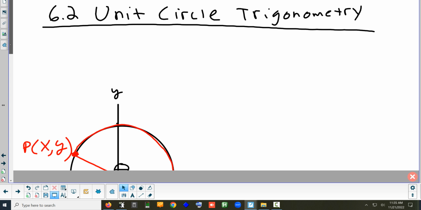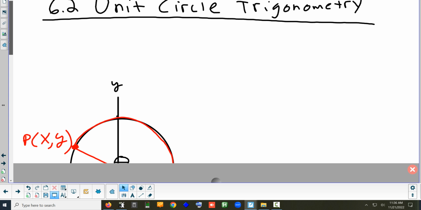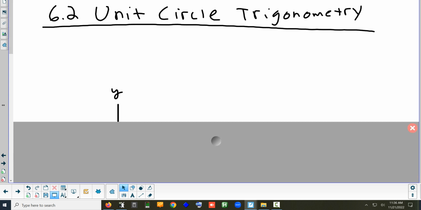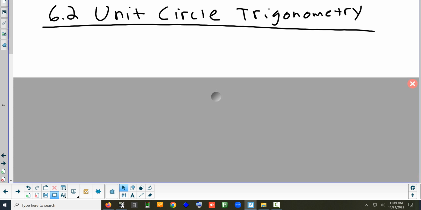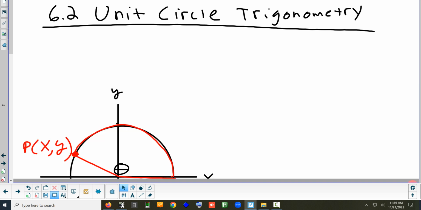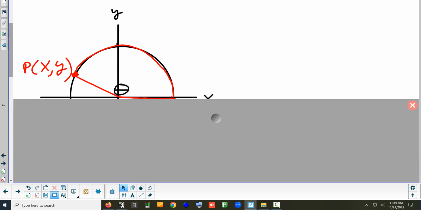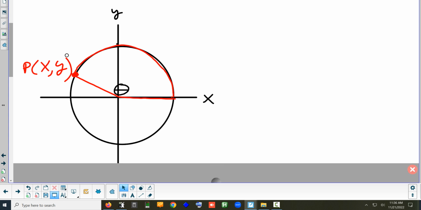All right, so 6.2 is on what we call the unit circle. We talked about a unit circle before. It's just a circle that's a special size. Does anybody remember what the size of it is? The radius is 1. Yeah, 1 unit. Foot, 1 inch, doesn't matter. That's my unit circle.